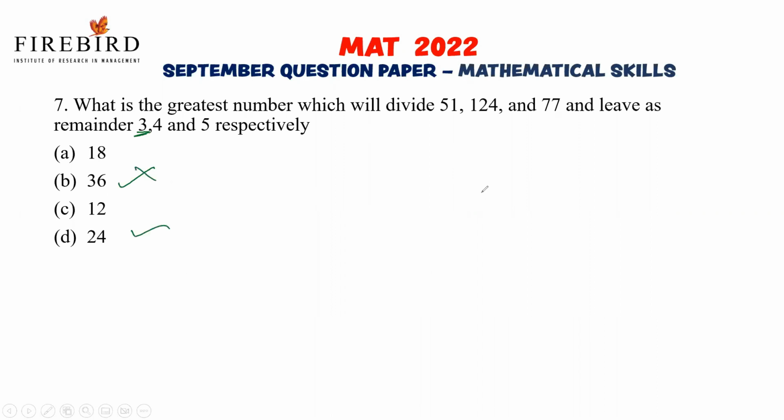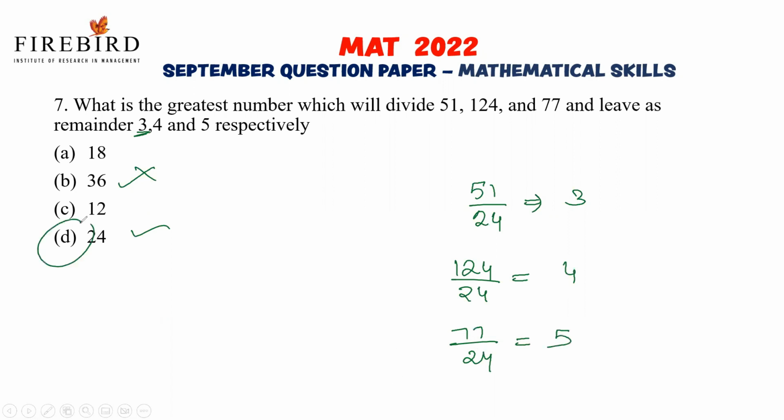If I go with 24, I know that 51 by 24, 2 times of 24 is 48 and the remainder is 3. And 124 by 24 is nothing but 5 times of 24 is 120, remainder is 4. And 77 by 24, 3 times of 24 is 72 and the remainder is 5. So option D is your answer for this question. So within 20 to 30 seconds, you can solve this question.